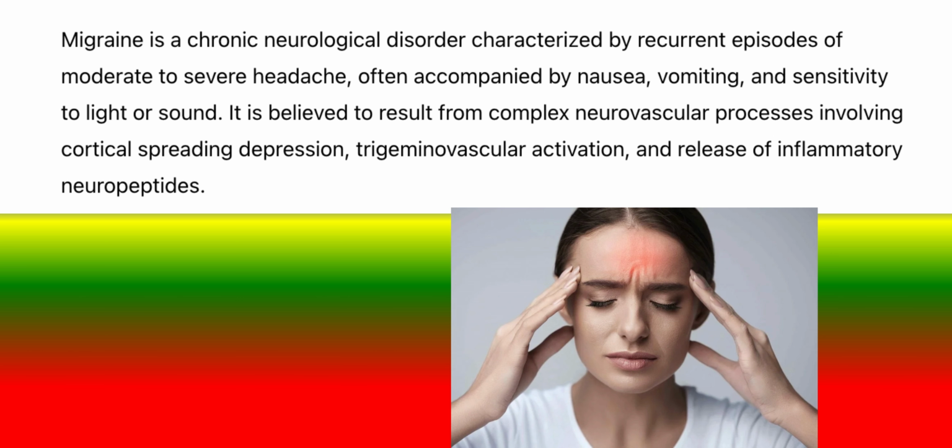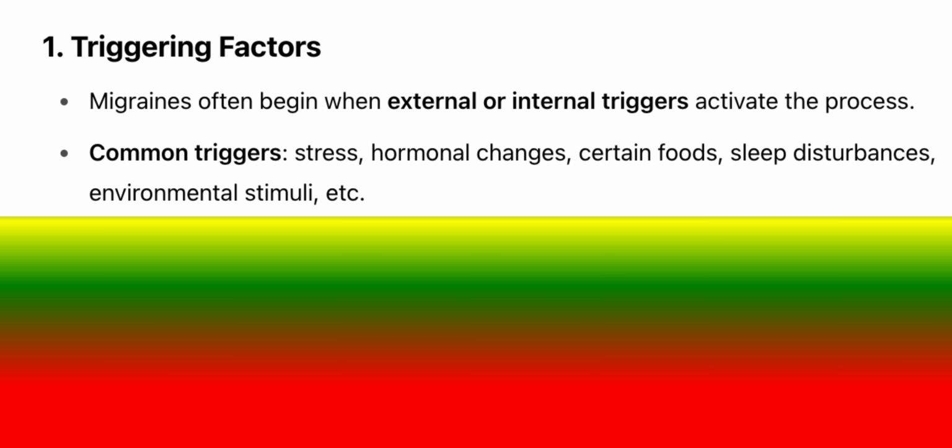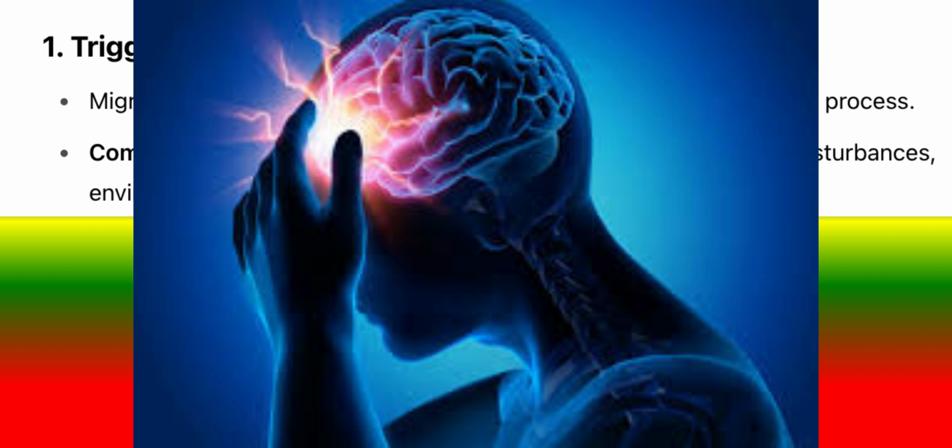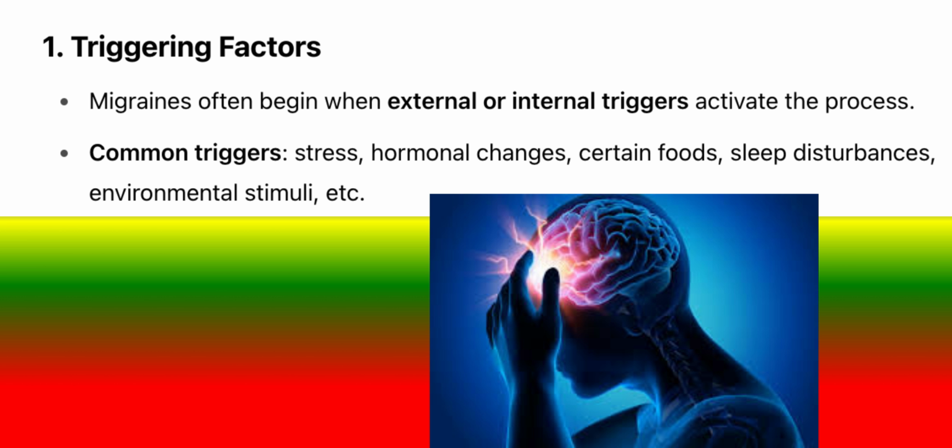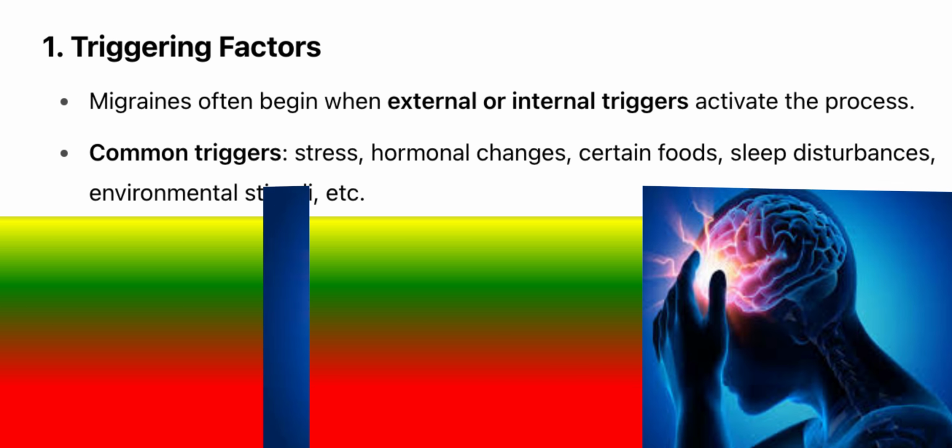Here is the step-by-step pathophysiology of migraine. 1. Triggering factors. Migraines often begin when external or internal triggers activate the process. Common triggers: stress, hormonal changes, certain foods, sleep disturbances, environmental stimuli, etc.